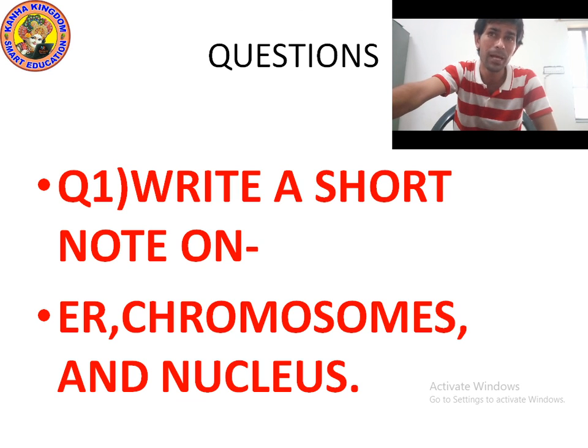If we talk about the function of rough endoplasmic reticulum, it is the site of protein manufacture. It consists of many ribosomes, so the surface is rough, and that is why it is named rough endoplasmic reticulum.